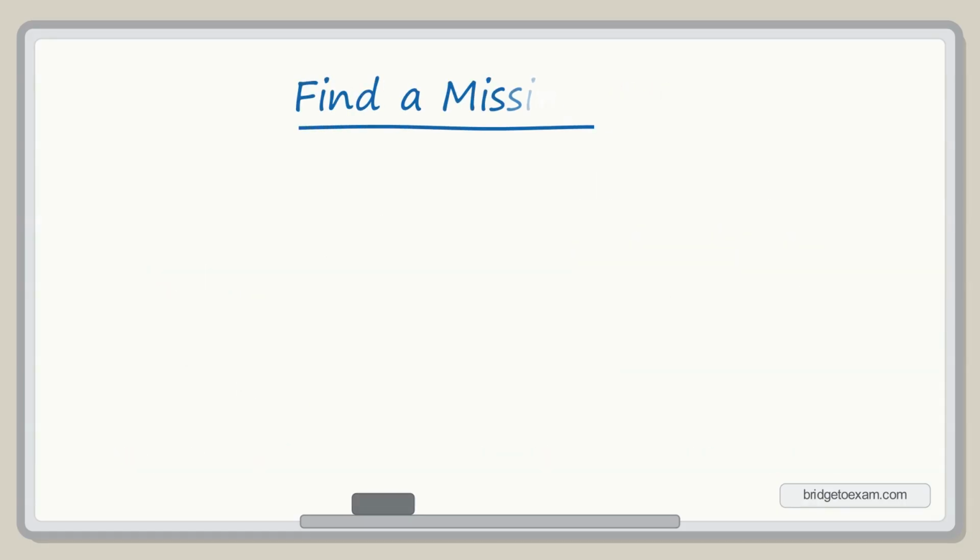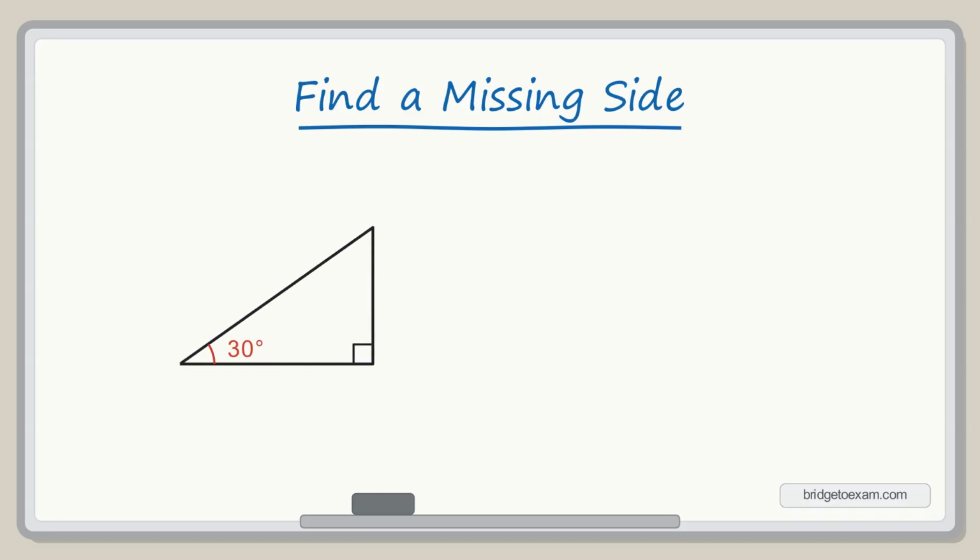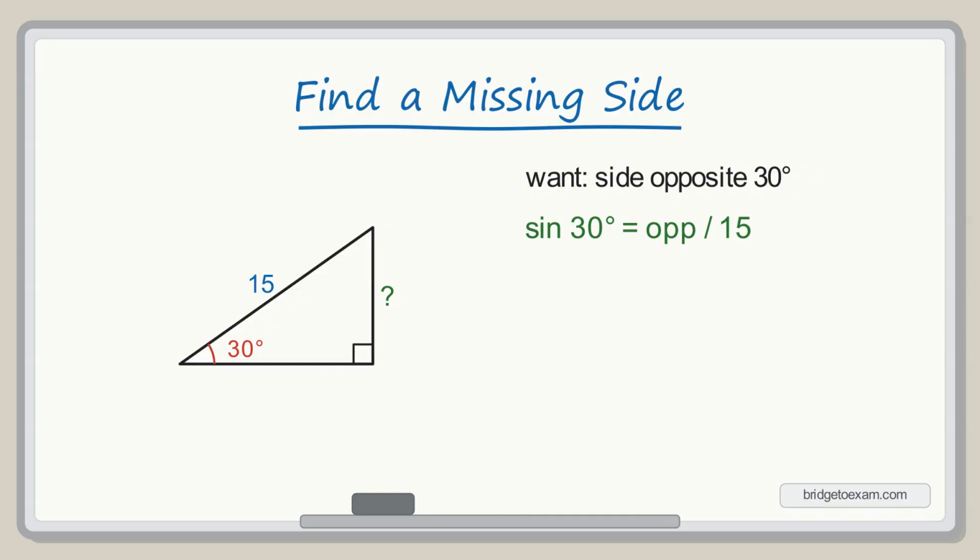To find a missing side, match what you know to what you want, and pick the ratio that connects them. Here theta is 30 degrees, and the hypotenuse is 15. We want the side opposite theta. Opposite and hypotenuse means sine, so sine of 30 equals opposite over 15. Solve for the opposite. 15 times sine 30. Sine 30 is 1/2, so the answer is 7.5.